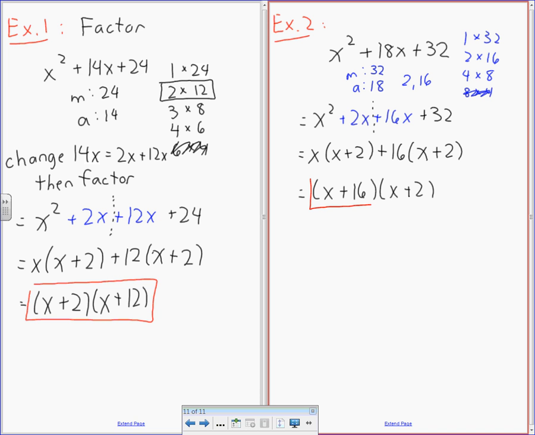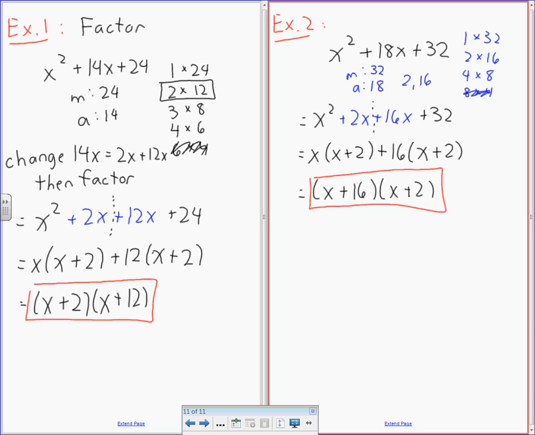The question was, what happened to 32? Remember, I just divided both of these by 16. So 16 times x is 16x. 16 times 2 is 32. So I just divide them both by the same number.